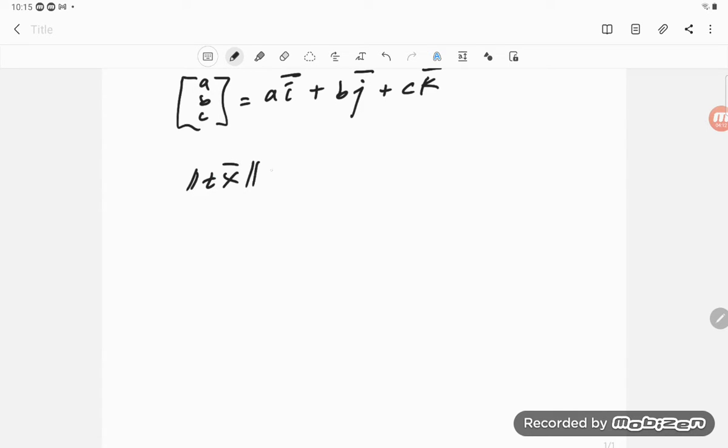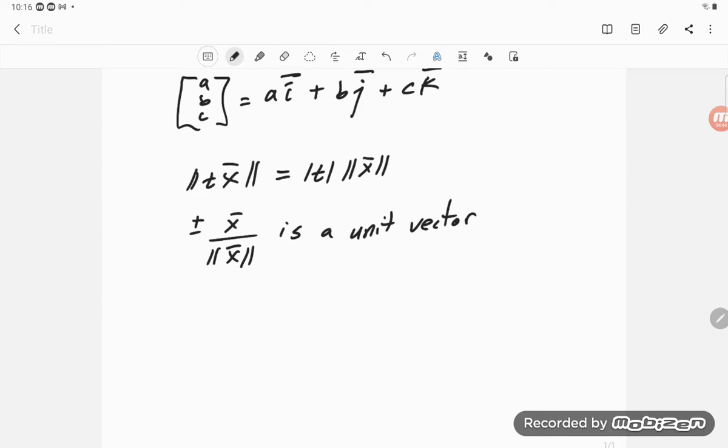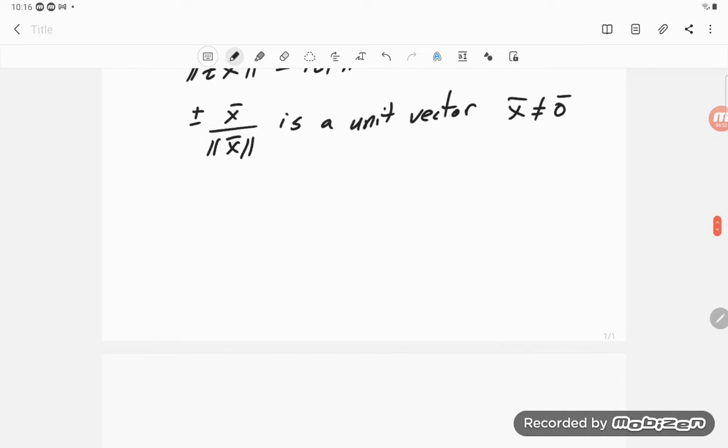If I have a multiple inside of the norm, I can factor that out as an absolute value times the norm of x, and x over its norm. Now they mention plus or minus, so sure, I'll put a plus or minus, is a unit vector, as long as x is not equal to the 0 vector.